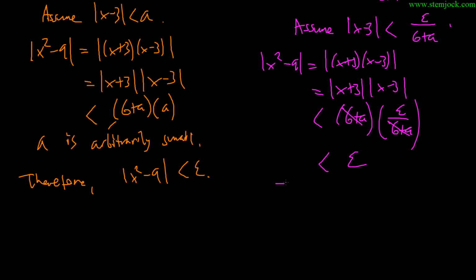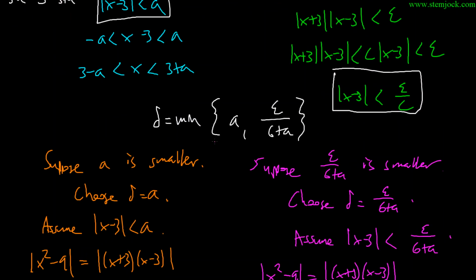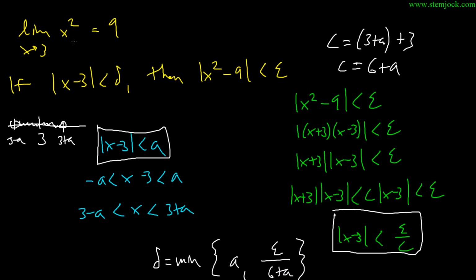So, we have shown the if-then statement to be true for both values of delta. Therefore, this limit is true by the precise definition of a limit.